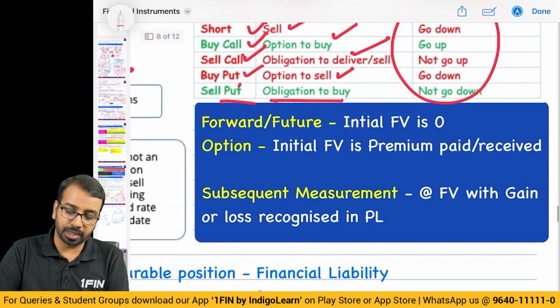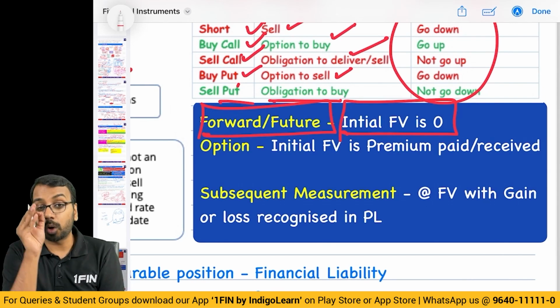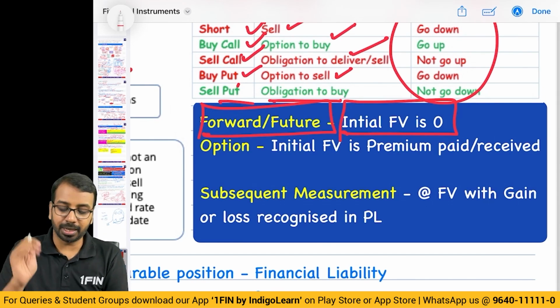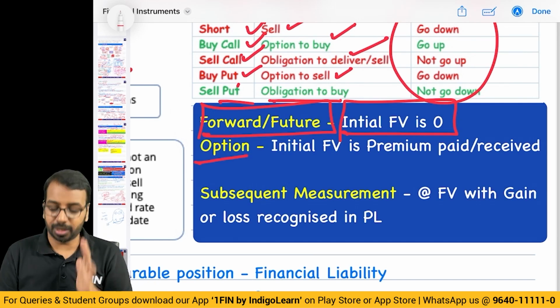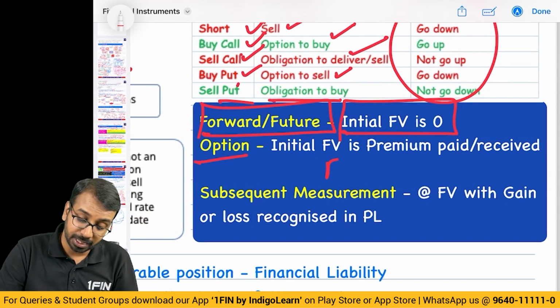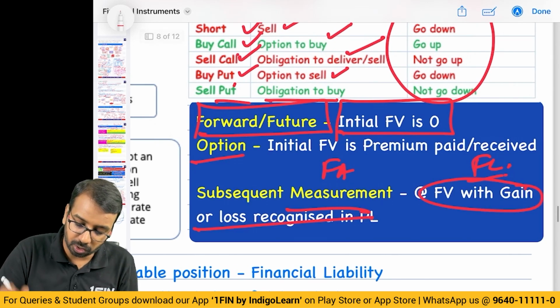Now, as far as accounting is concerned, for forward and future contracts, the initial fair value is 0. So, on the date of inception of the contract, there is no accounting entry. For an option, the initial premium that is paid or received will be accounted. If I paid a premium, it will be a financial asset. If I have received a premium, it will be a financial liability. Subsequent measurement is at fair value, with gain or loss recognized in P&L.